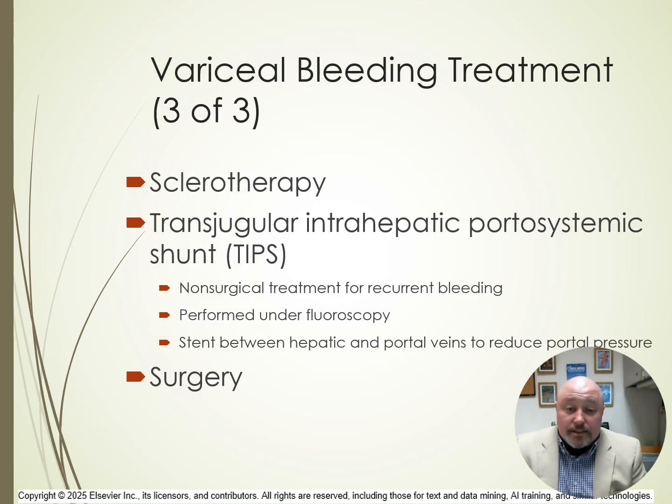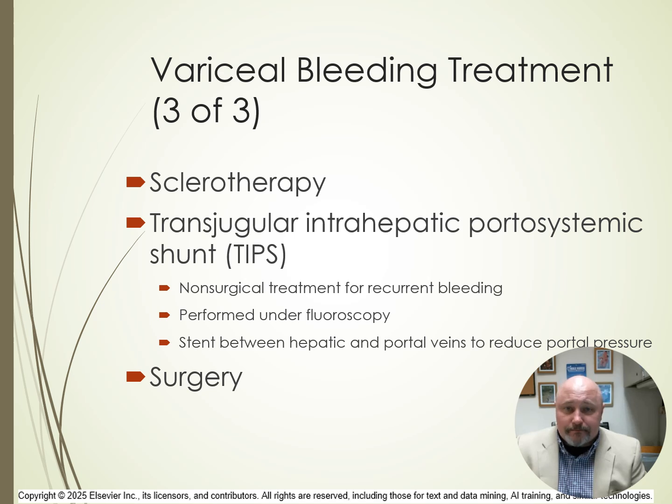In addition to the sclerotherapy we previously discussed, the transjugular intrahepatic portosystemic shunt, or TIPS, is a non-surgical treatment for recurrent bleeding. It's performed under fluoroscopy, and a stent is placed between the hepatic and portal veins to reduce that portal pressure.